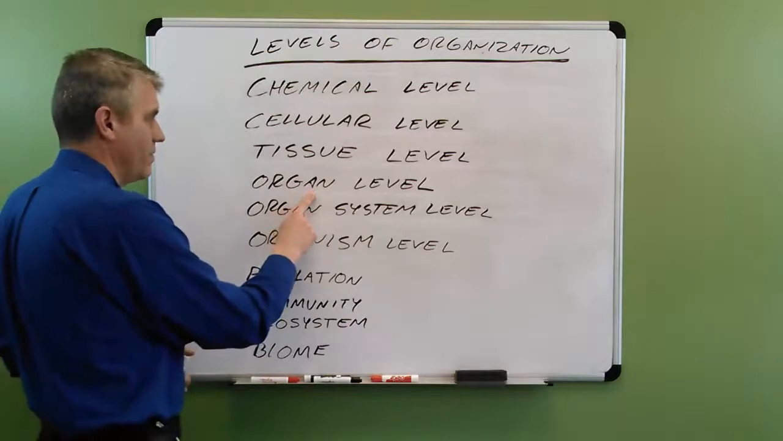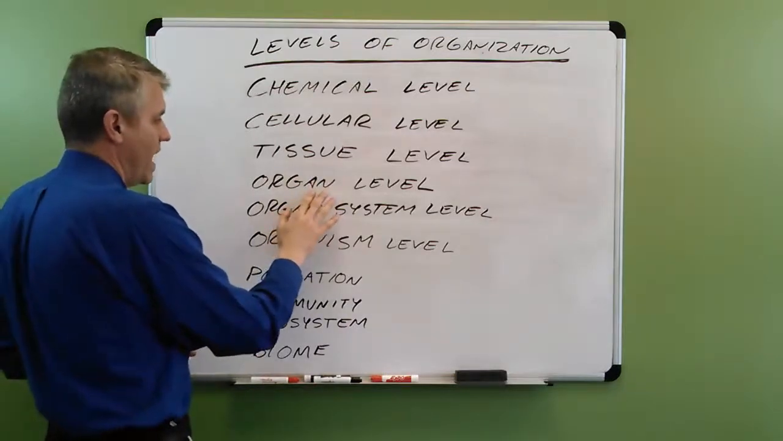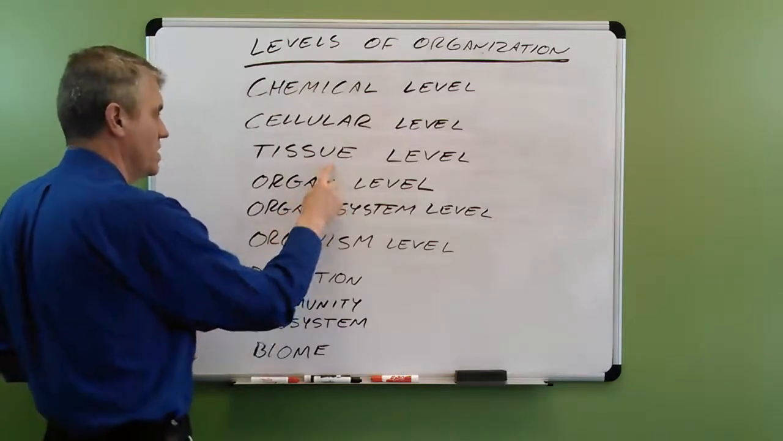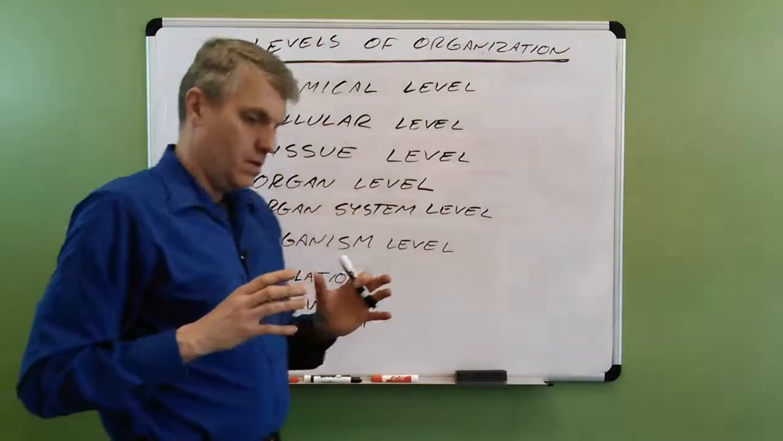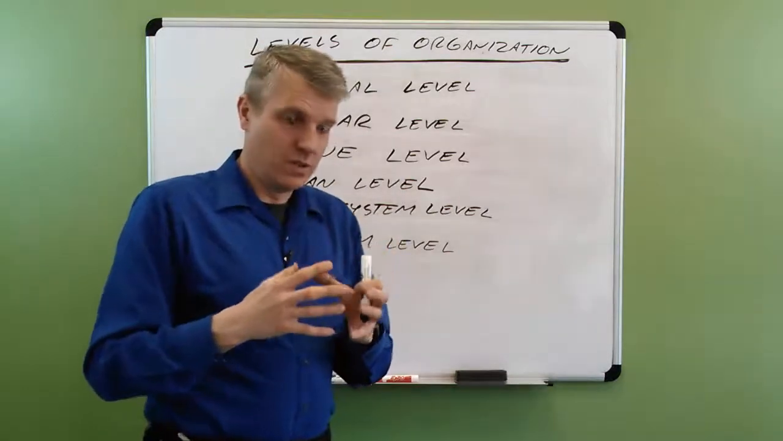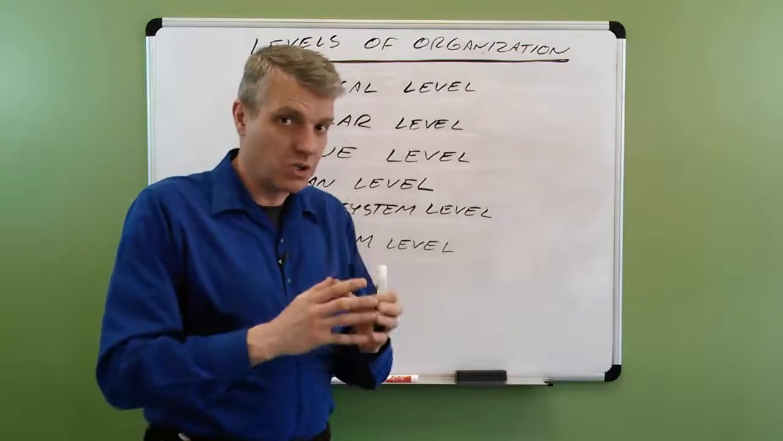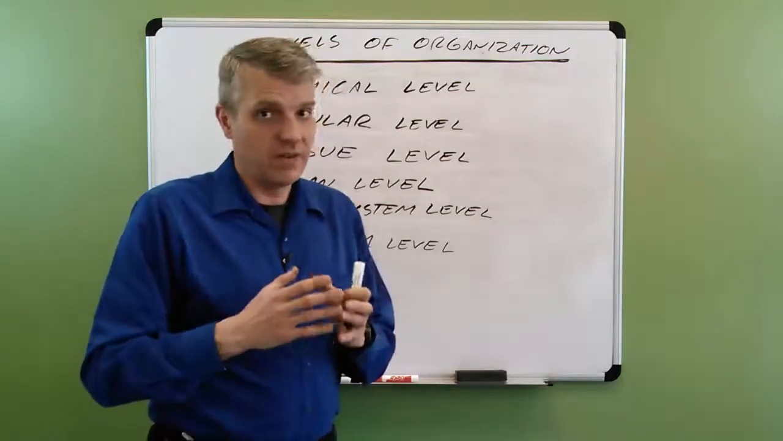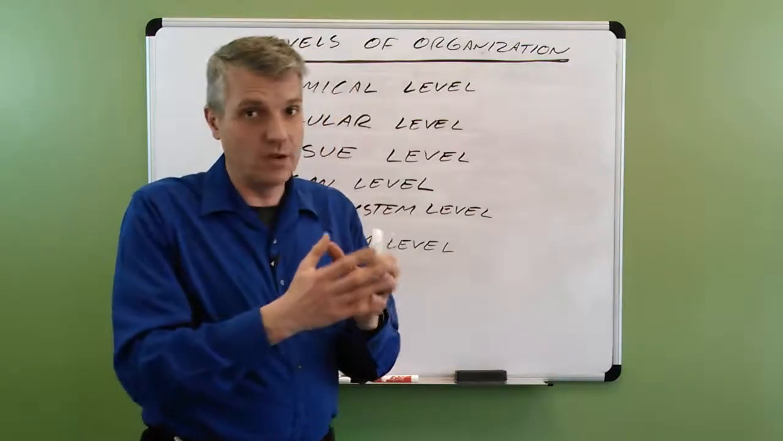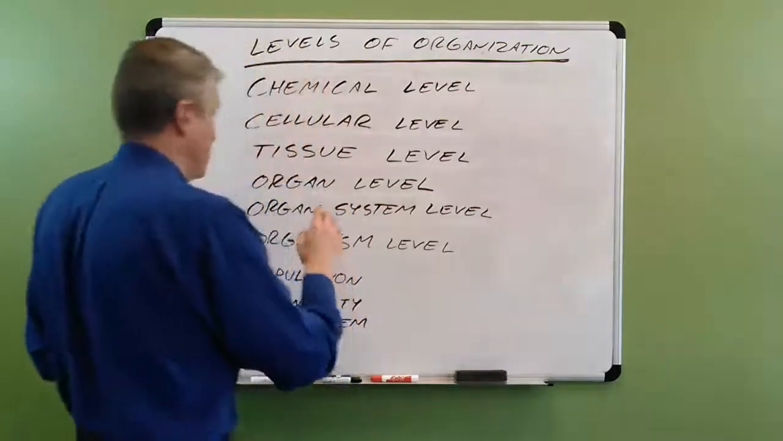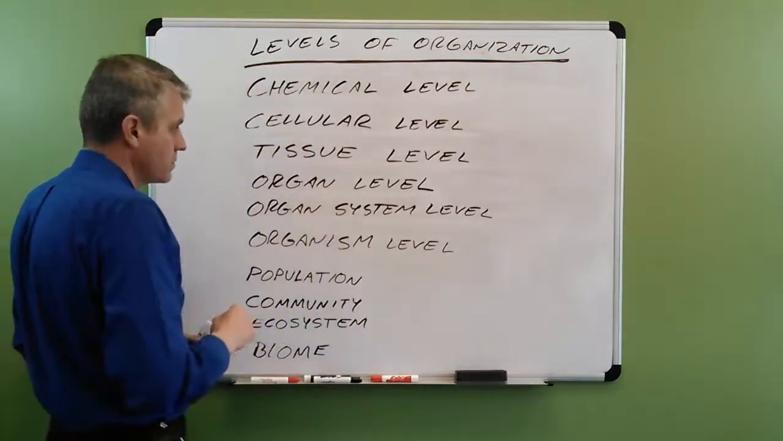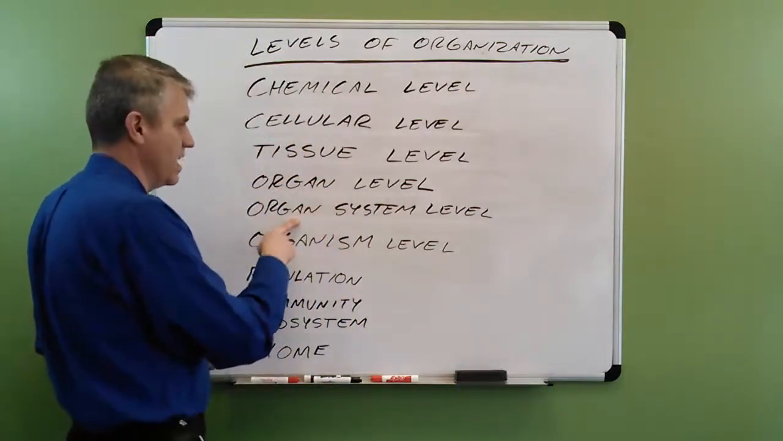The organ level. To have an organ, we have two or more tissues that are combined in the right way to produce a discrete structure with a specific function or specific functions. That's the organ level. The organ system level.